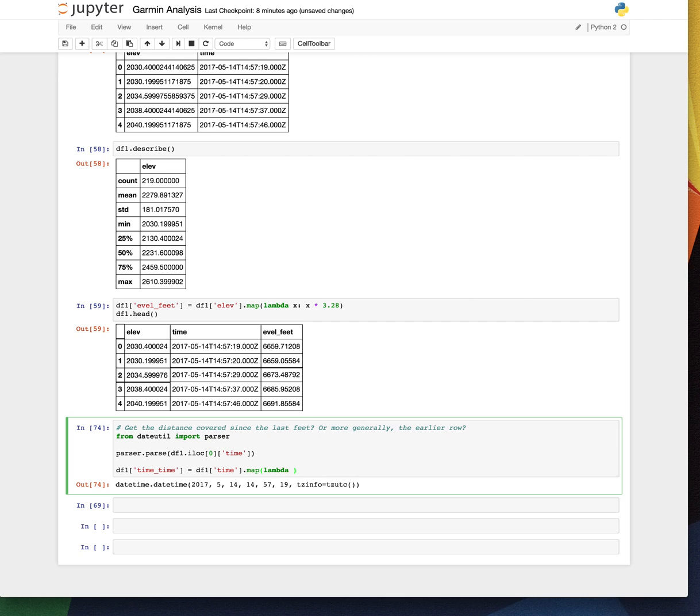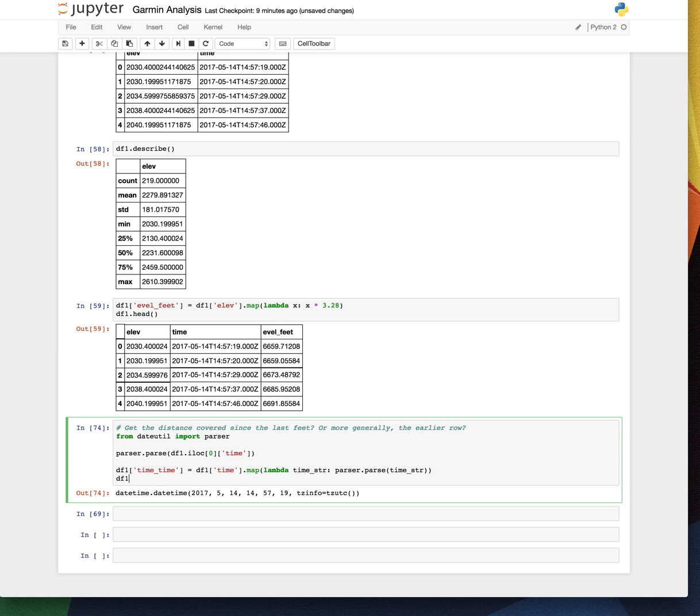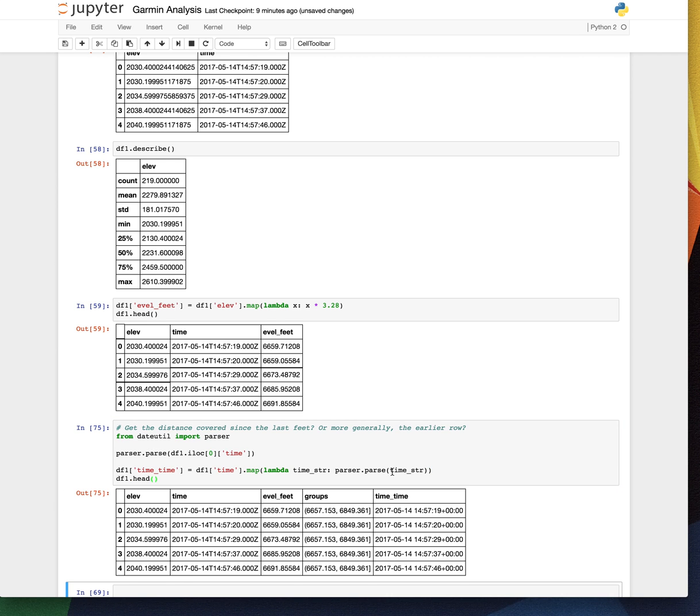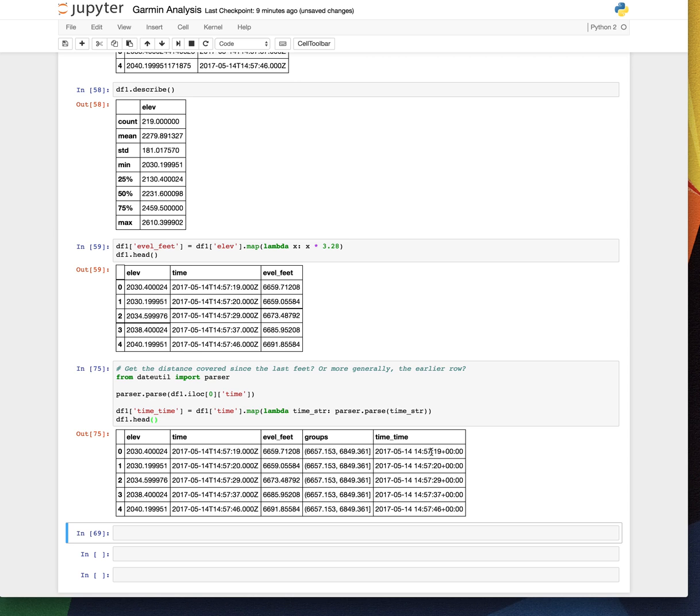I'm gonna say lambda, and here, just to get out of the x, I can call it a time string. And automatically my habits go to crap there. I put the colon in the wrong place. And we're gonna say parser.parse time string. And we're gonna say df1.head. And okay, so we have time now.